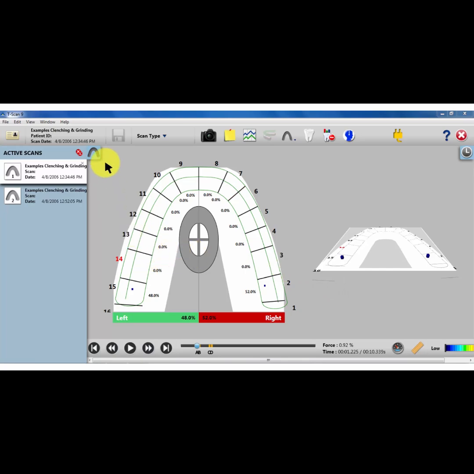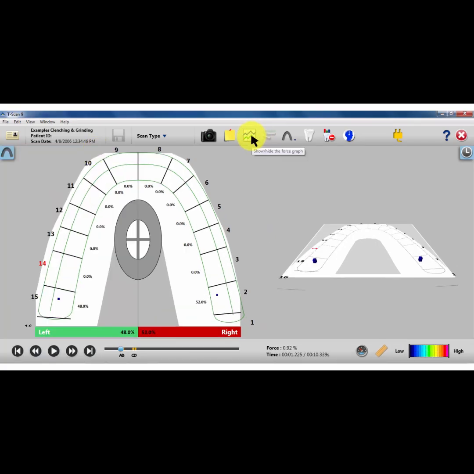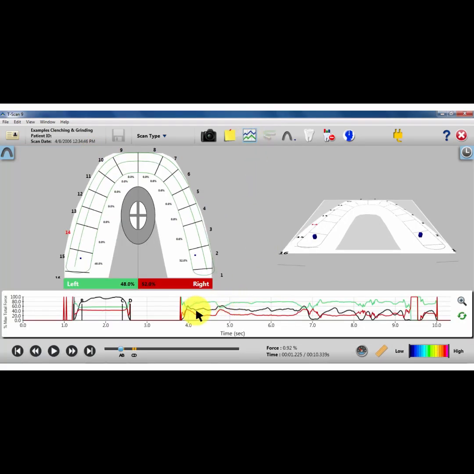To evaluate this movie for treatment, I'm going to close the active scans pane and open the force versus time graph. In it, we have 2 distinct periods. First, an initial closure into MIP, maximum intercuspation, where the patient holds their teeth together, although there is some variability. Then he opens, and begins to grind on his back teeth in the second part of the graph. Here the patient is not at 100% force, as in closure, but near 50% force, grinding back and forth across their teeth.